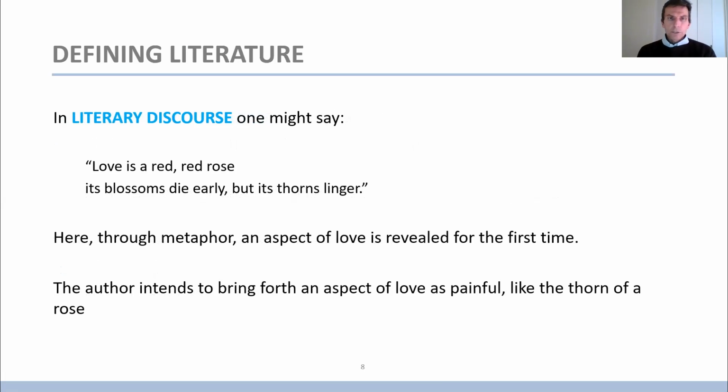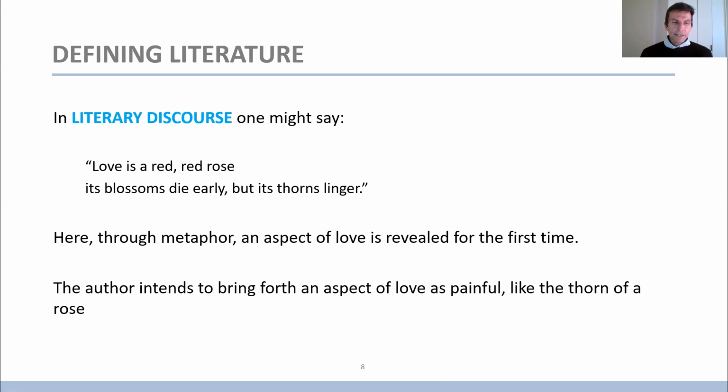In literary discourse, on the other hand, we might say, again, using metaphor, using a different approach to language, love is a red, red rose. Its blossoms die early, but its thorns linger. So through the metaphor, which is a bringing together of two meanings, two experiences, and showing a likeness that may not have been obvious before. Okay, so here through the metaphor, an aspect of love is revealed for the first time.